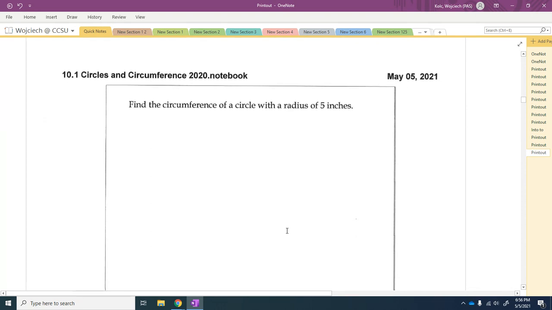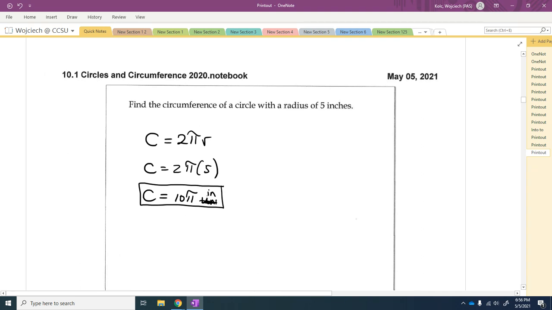Find the circumference of a circle with a radius of 5 inches. So C equals 2 pi r. I'm just going to find exact. So C equals 2 times pi times 5. So the exact answer is circumference equals 10 pi units. Actually, I give you inches. So this would be called exact. If you want approximation, use your calculator or just replace pi with 3.14.